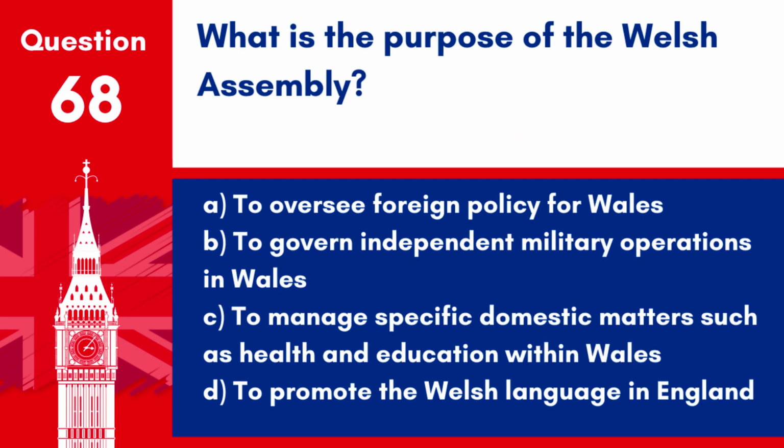Question 68. What is the purpose of the Welsh Assembly? A. To oversee foreign policy for Wales. B. To govern independent military operations in Wales. C. To manage specific domestic matters such as health and education within Wales. D. To promote the Welsh language in England.